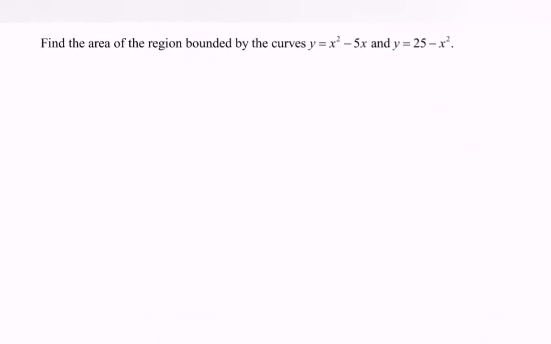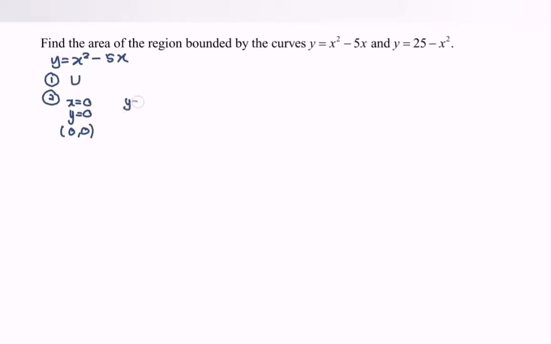Here we have the example for area enclosed by two curves. Find the area of the region bounded by the curves y equals x squared minus 5x and y equals 25 minus x squared. Kindly focus on y equals x squared minus 5x. First, the shape of the graph is a U shape. Second, find the intercepts, where x equals 0, y will be equal to 0. So we have 0, 0.